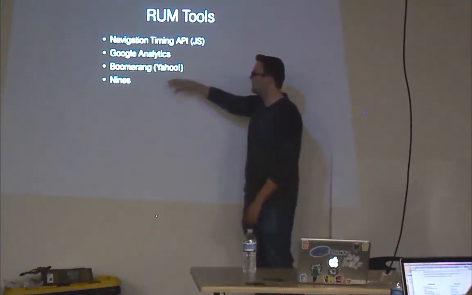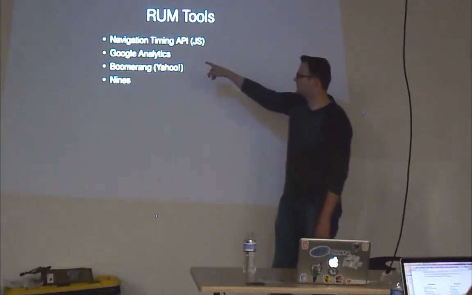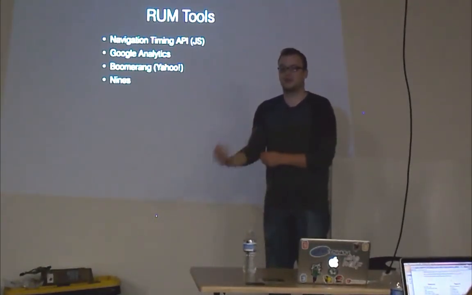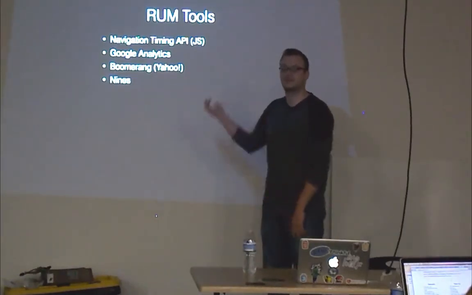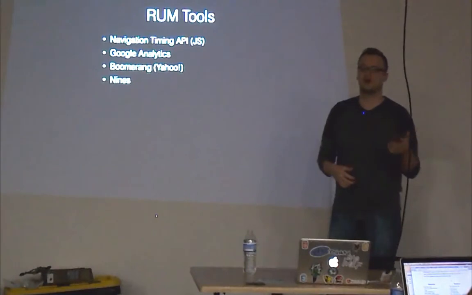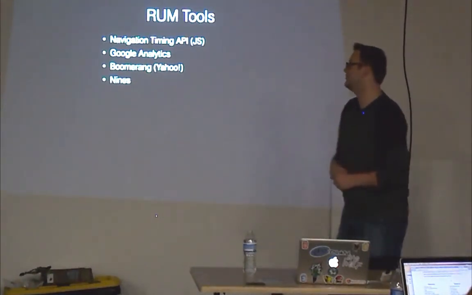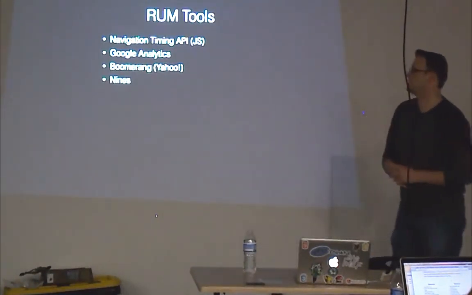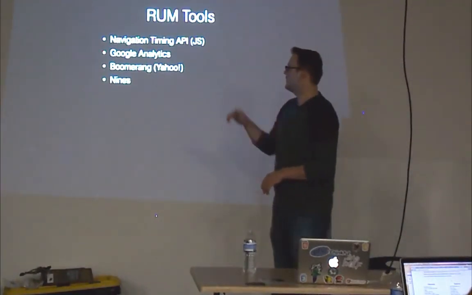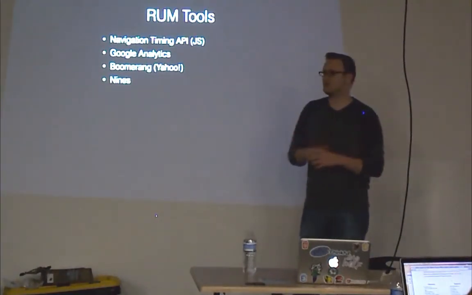So looking at real user measurement tools, the Navigation Timing API is the best thing to use. It's actually what Google Analytics, Boomerang, and Nine's performance tool use to measure your performance. So if you've got Google Analytics enabled to measure performance, this is what it's using. Paid services use it as well, so you can really do this yourself. Google Analytics is obviously awesome. They do a great job of handling this. They collect all the user measurements for you.